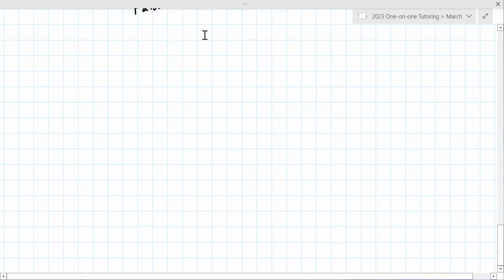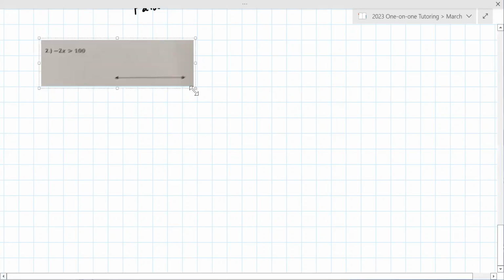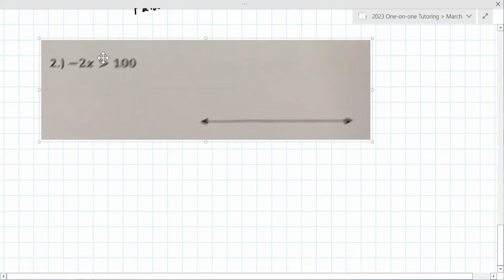Cool. All right. So let's go to the next problem on your sheet there, and let's see what we can make of it. It's got a little bit of a different step than the previous ones. Okay. So number 2 here, -2x greater than. So that symbol there means greater than. Is that okay? Yeah, left is greater than, right is less than. Yes, however you want to remember that, that's good.